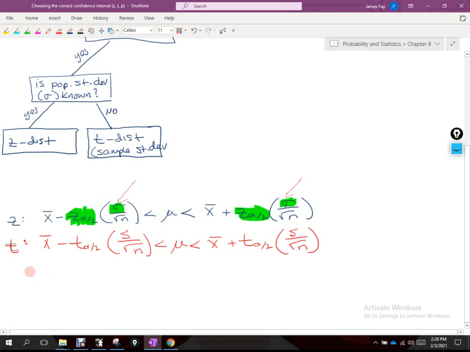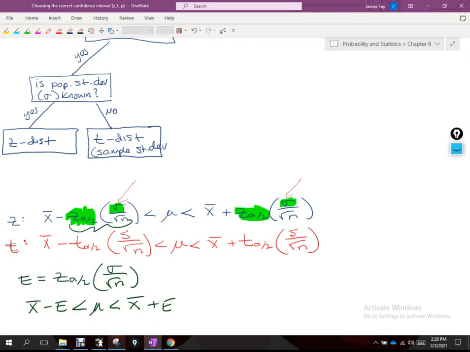Yeah. So a lot of times they'll write it this way, because this here is our error, okay, which allows the creation. You take your point estimate and you subtract your error, add your error. So a lot of times they'll say error is either the z or t, depending on which one you're using, over root n. And then they'll say x bar minus e less than mu less than x bar plus e. And then you write it as interval notation. So it's really x bar minus e comma x bar plus e, which is a little bit easier, okay?